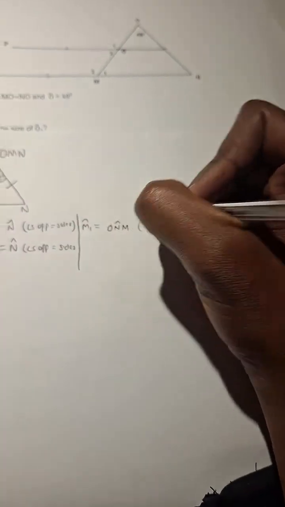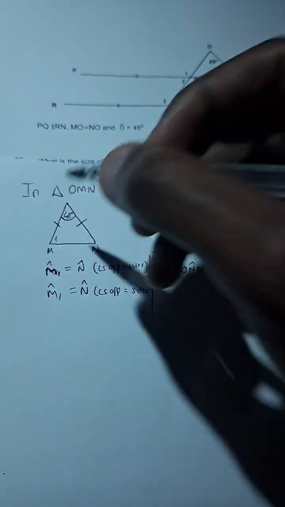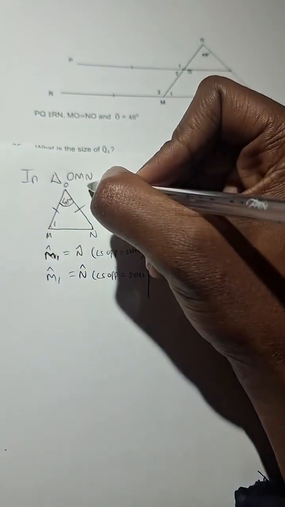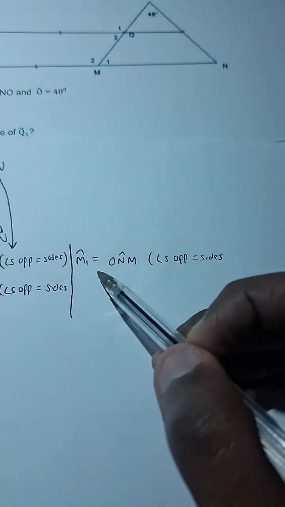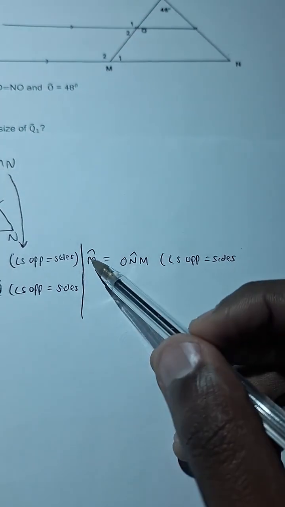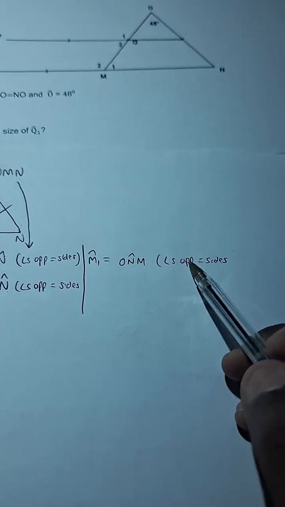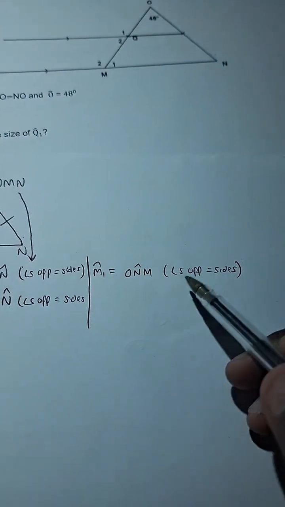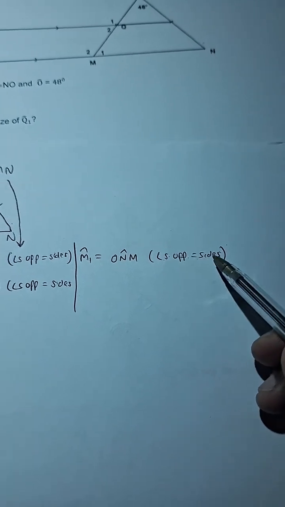So if I was someone else doing this problem without identifying the triangle, I would say angle M1 is equal to angle ONM. And then I would also state angles opposite equal sides. So this is the difference between the learner who has told me the triangle that he's working in, he can say angle M1 is equal to angle N, and the learner who didn't tell me the triangle where he's working, the learner says angle M1 is equal to angle ONM. Okay, let's proceed. And the reason there, guys, is angles opposite equal sides, not isosceles triangle, it's angles opposite equal sides.